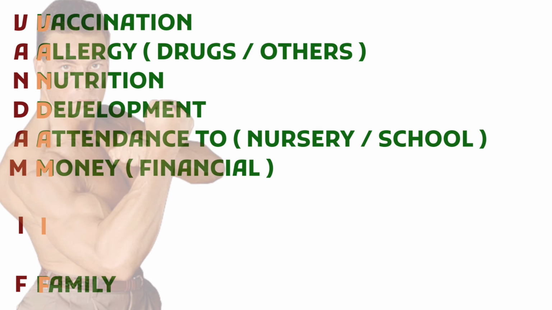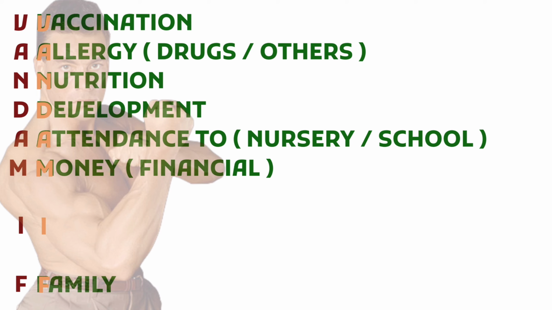Now reaching the last section of history taking, which is VANDAMMEF. Start with V, vaccination, including the vaccination booklet if the mother has it. A for allergy to drugs, food, or others, maybe contact. Nutrition: if the patient is a neonate, ask whether it is mixed feeding, formula feeding, or exclusive breastfeeding. The development, we are going to make a separate detailed video about in a couple of days.